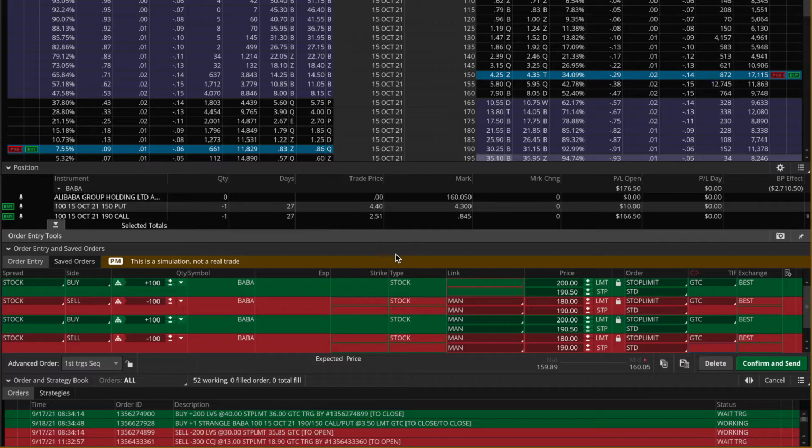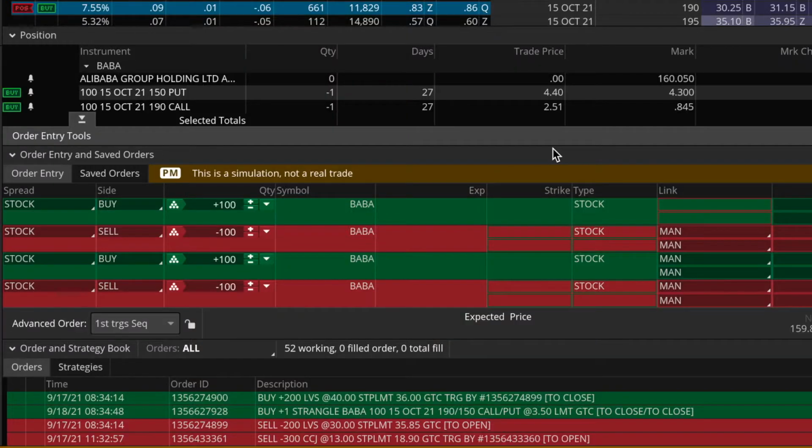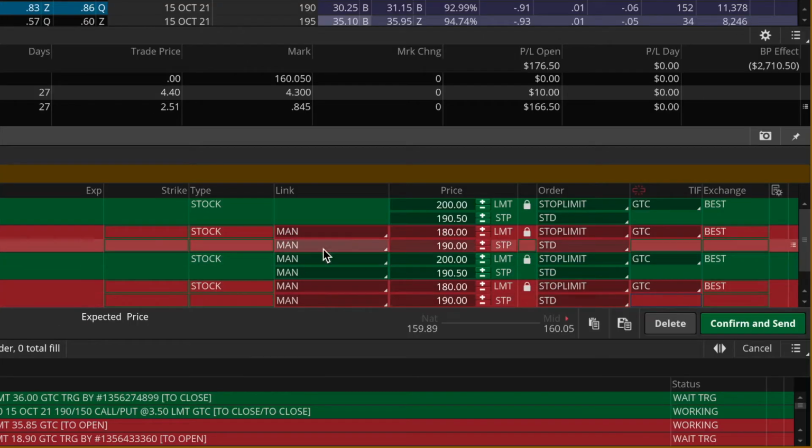Now, do also keep in mind that this is simply my personal use case. This is how I adjust my option trading strategies. You definitely can change the number of shares that you want to either buy or sell. You can change your prices, either your stop or your limit prices. And of course, you can also use this for option buying strategies too.